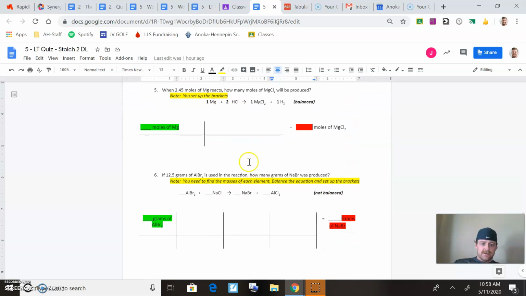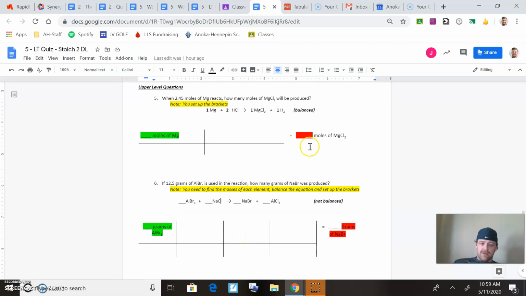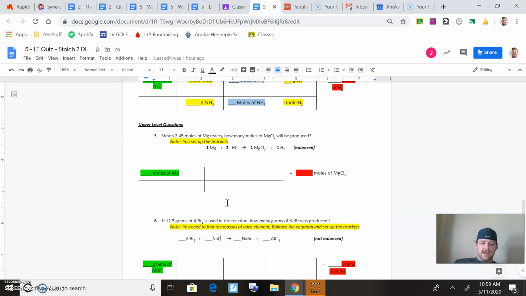5 and 6, here's what you need to do. The brackets are blank. You need to type in the brackets, and just a quick hint, they are very similar to the problem above. This one is not balanced, so you have to balance this chemical equation as well. So these are definitely the upper level questions. You can use your maps, you can use whatever you want to help you solve for those, okay?